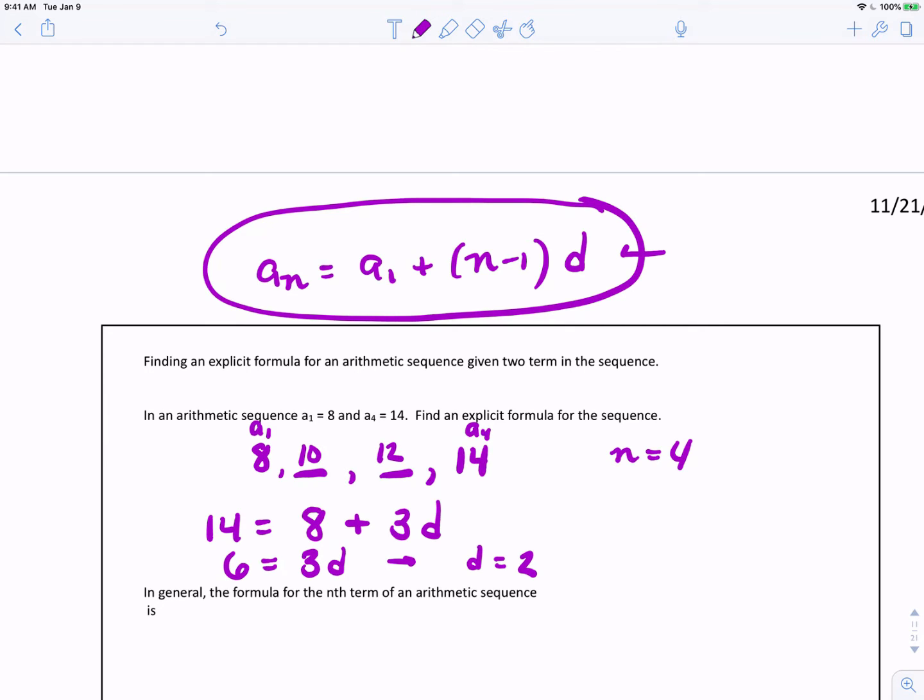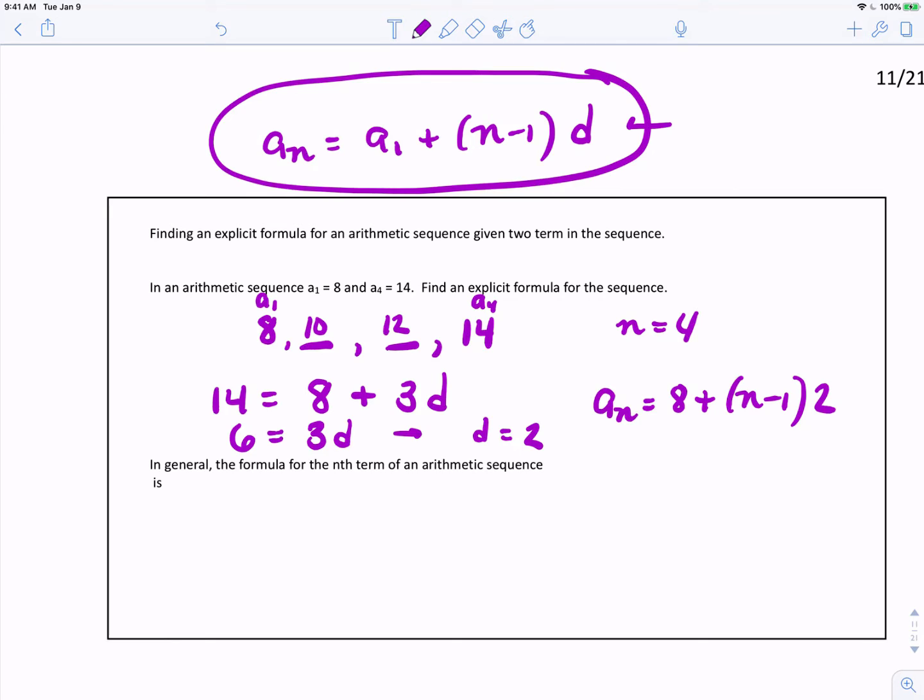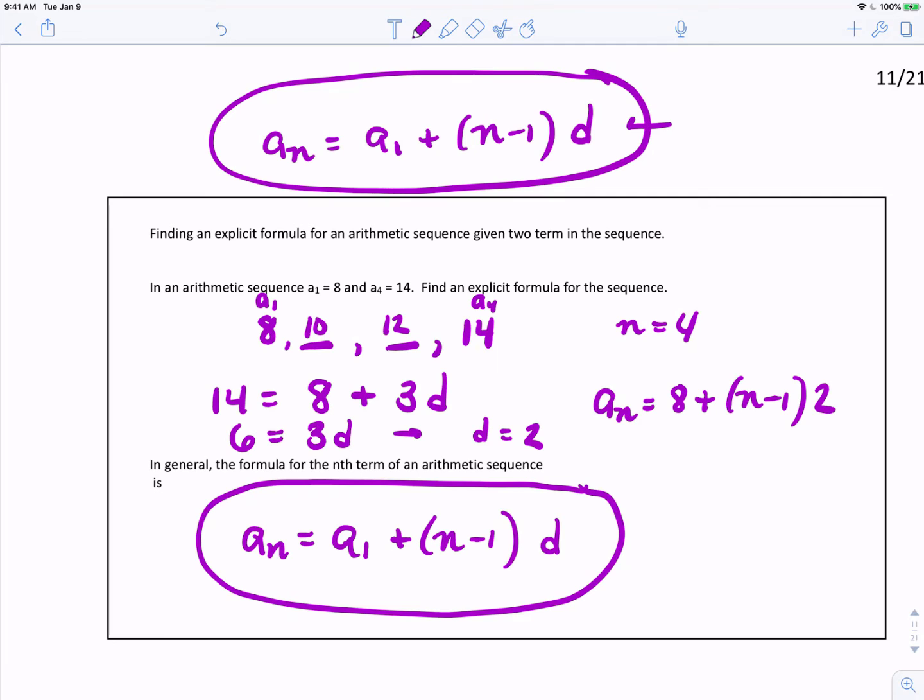Yes, that works. So the explicit formula would be a sub n is equal to the first term plus n minus 1 times 2. And again, in general, the formula for the nth term is a sub n is equal to a sub 1 plus n minus 1 times d. So this is an important formula to be able to have ready to use.